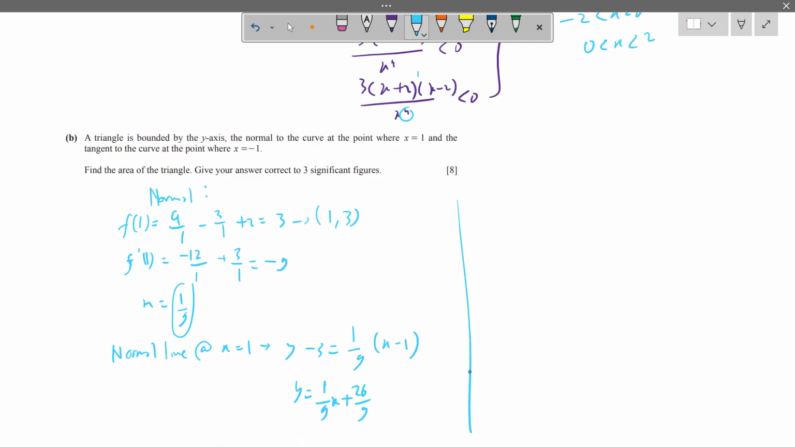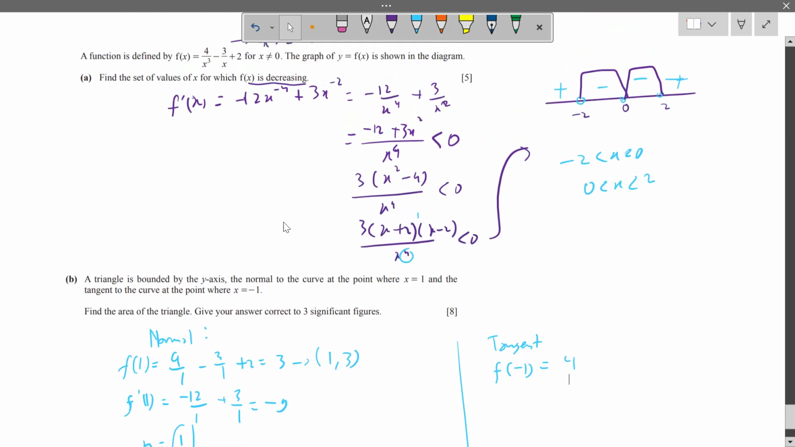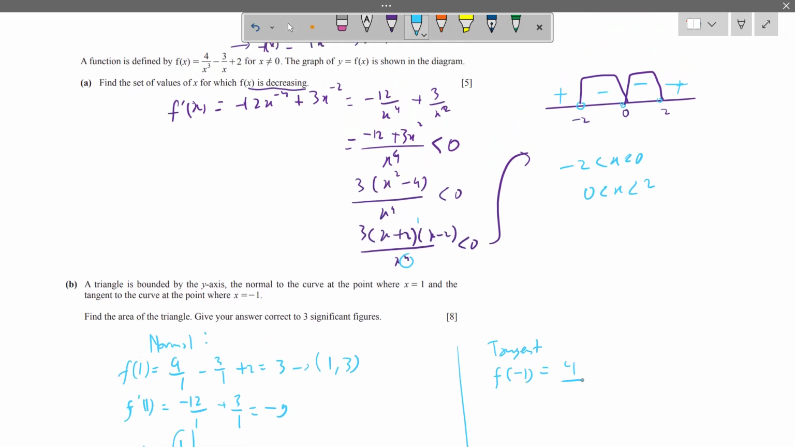Then, what about the tangent line? f of negative 1 is 4 over negative 1 minus 3 over negative 1 plus 2. So this is minus 4 plus 3 plus 2, which is 1. So the tangent will cross the point negative 1, 1.